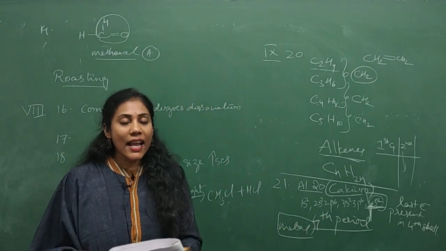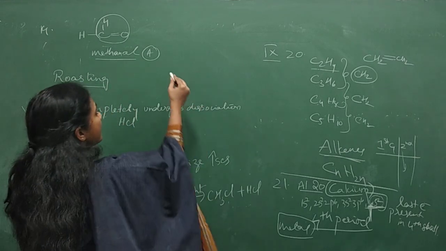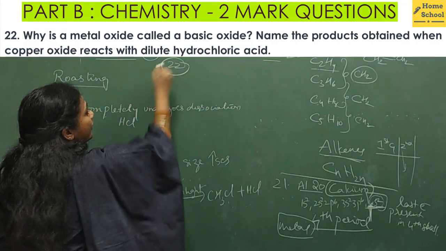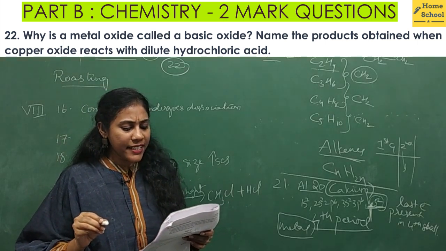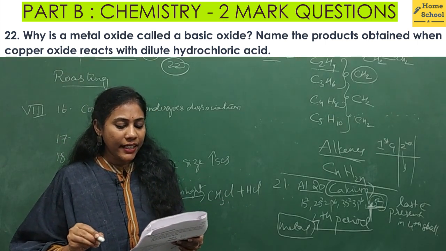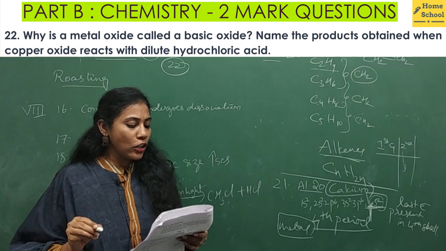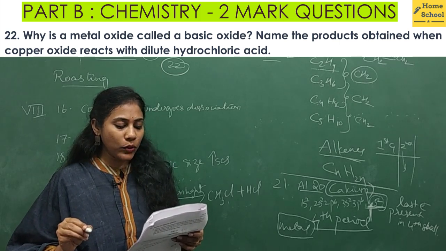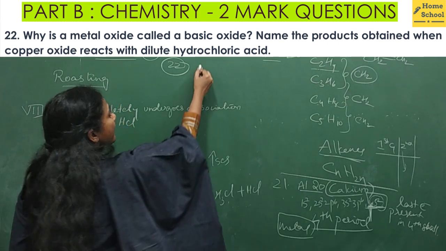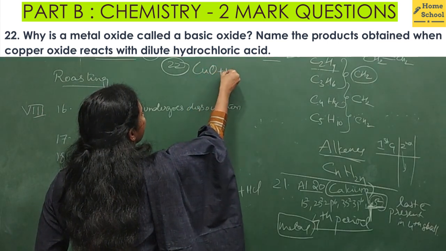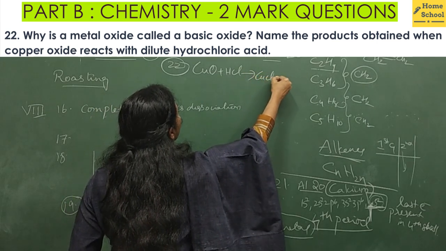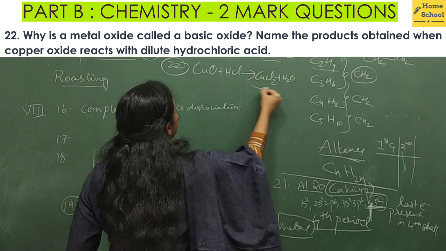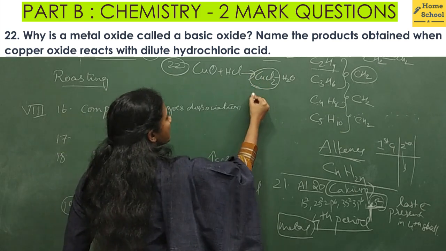Fine. And the last 2-mark question, that is our 22nd question. Why is a metal oxide called a basic oxide? Name the products obtained when copper oxide reacts with dilute hydrochloric acid. See, when copper oxide is reacting with dilute hydrochloric acid, what do you get? You will get copper chloride plus H2O. Yes or no? So what is the name of this product?